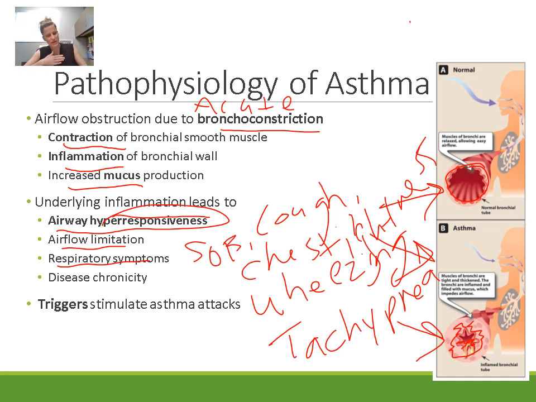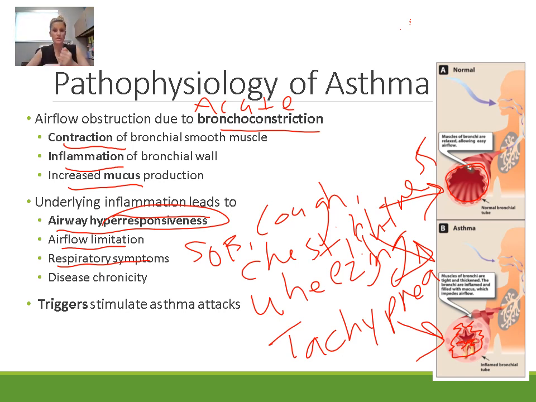Which is just increased rate of respirations. When we look at asthma, asthma is not a progressive disease like we see with COPD or cystic fibrosis. It is what we would call, again, episodic. However, if asthma is untreated, this constant unaddressed inflammation can lead to pulmonary remodeling. And that pulmonary remodeling can worsen the severity of exacerbations and the frequency of exacerbations.